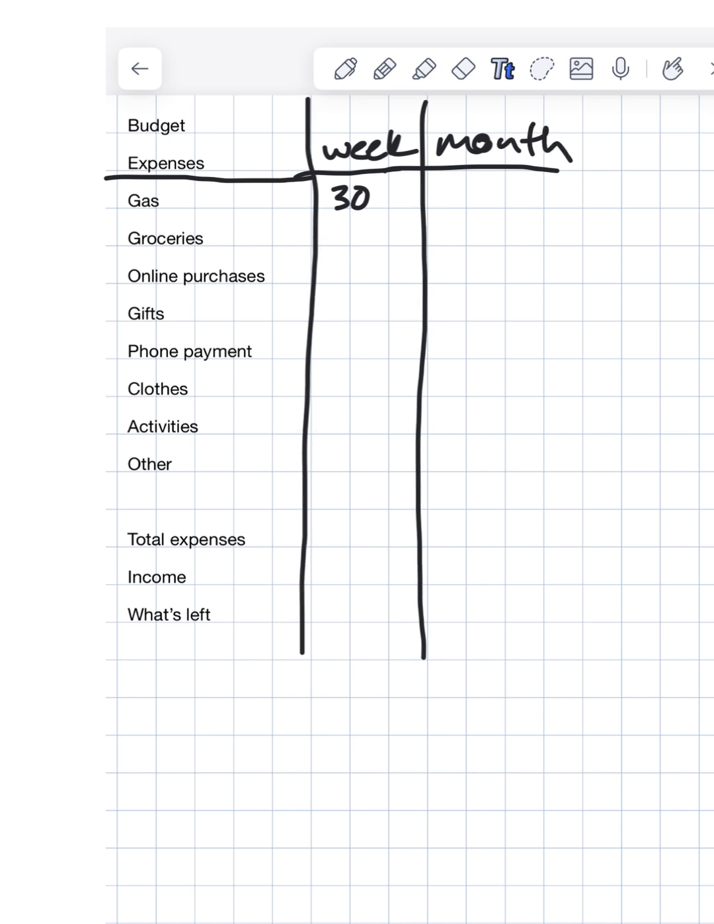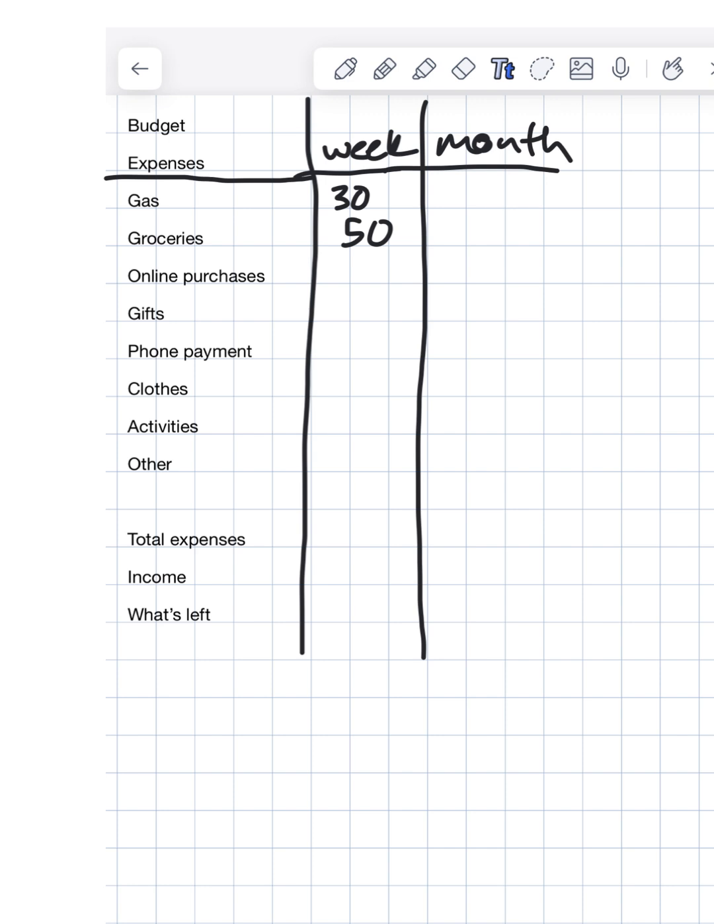Okay, so gas, about $30 a week. Groceries, maybe $50 a week. Again, ask your parents. You can estimate. Think of what you buy at the grocery store. Prices have also gone up lately, so a bag of apples is now like $5.